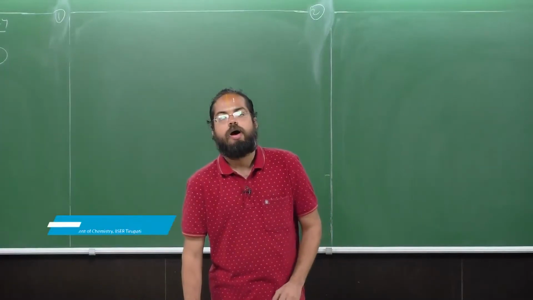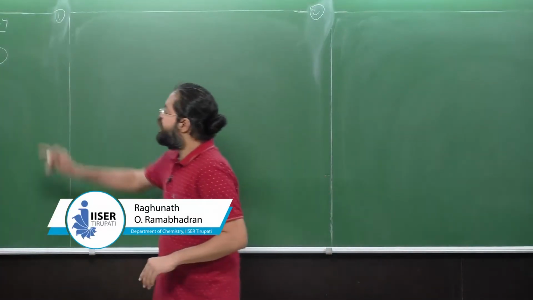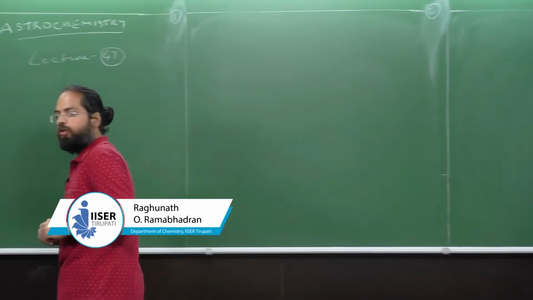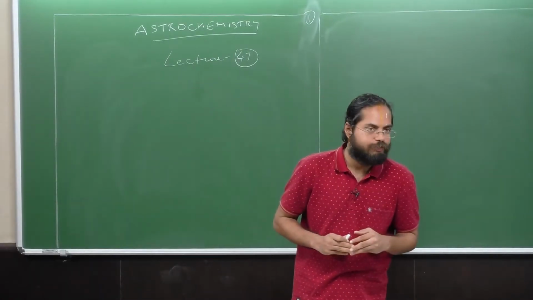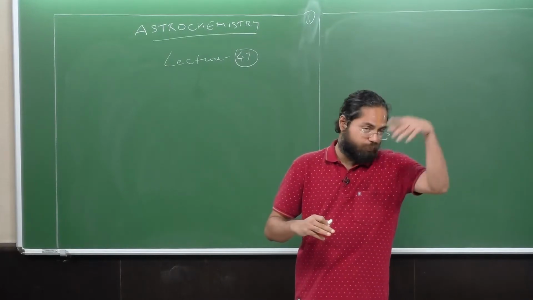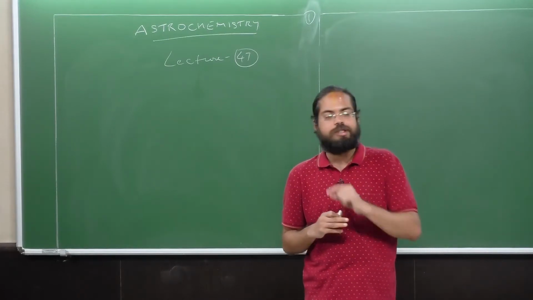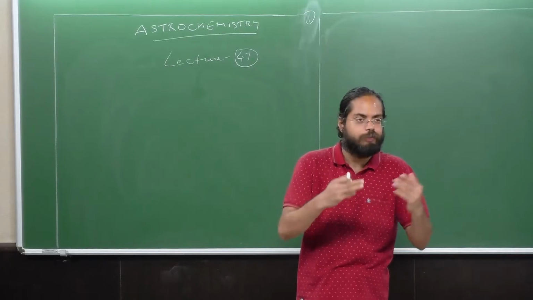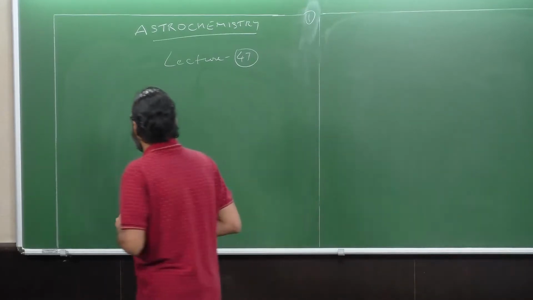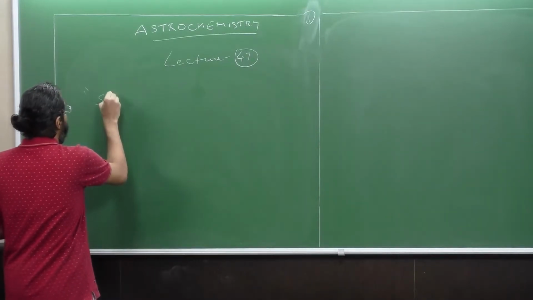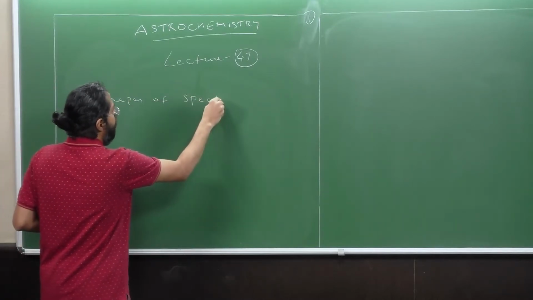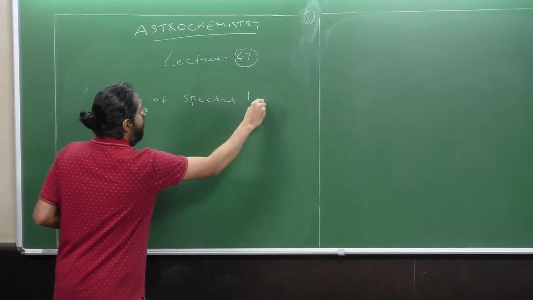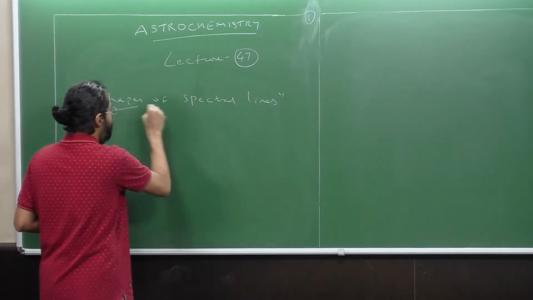Hello all, welcome to Astrochemistry. This is lecture number 47. So we were discussing the intensities of the spectral lines in quite a few of the last lectures, and in this lecture also we shall be concerned with the shapes of spectral lines.